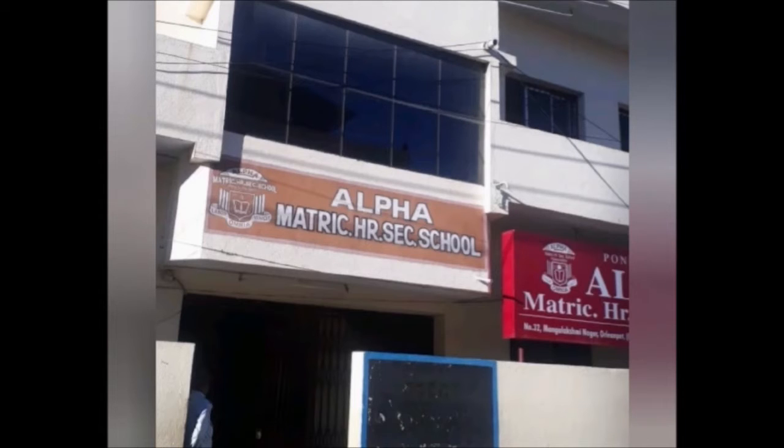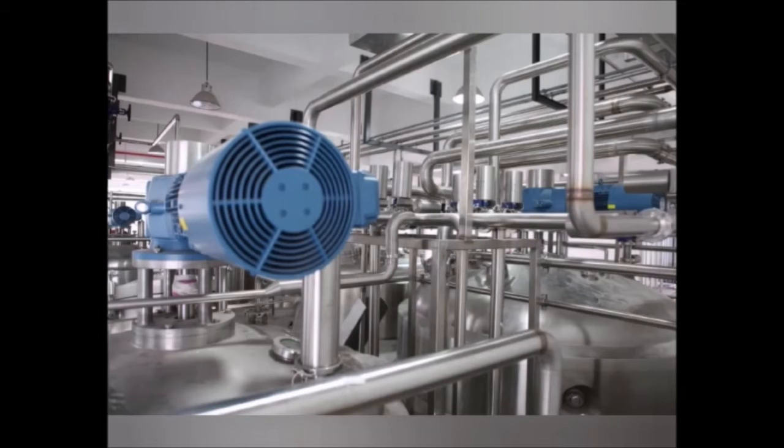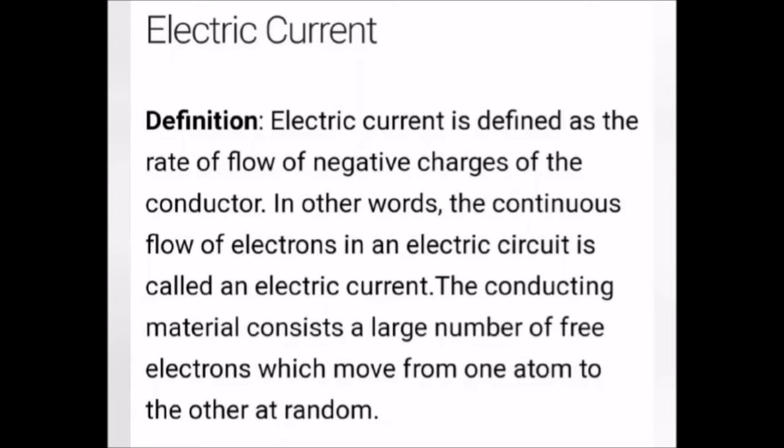You are already aware that electric current is used in educational institutions, hospitals, industries, etc. What is electric current? It is defined as the rate of flow of negative charges in the conductor. In other words, the continuous flow of electrons in an electric circuit is called an electric current.